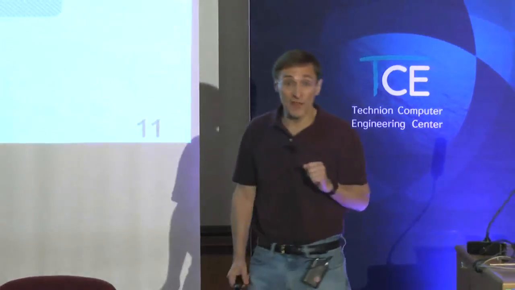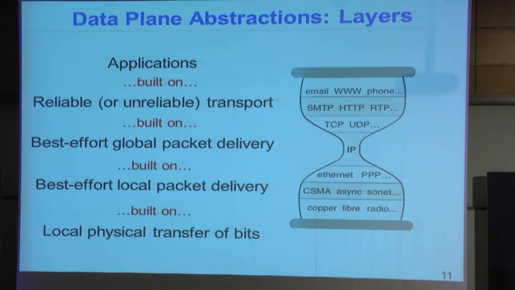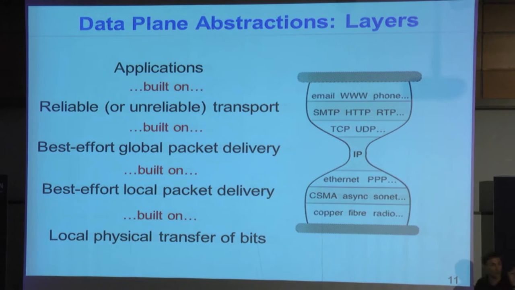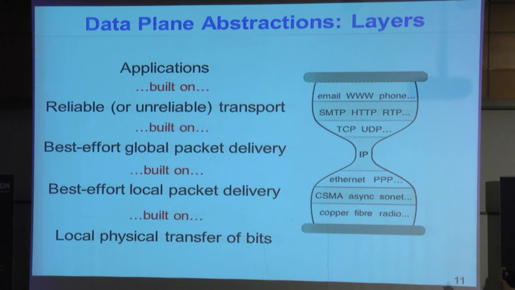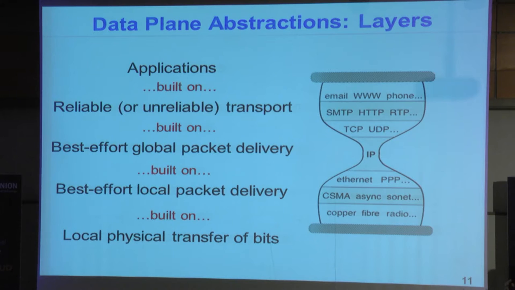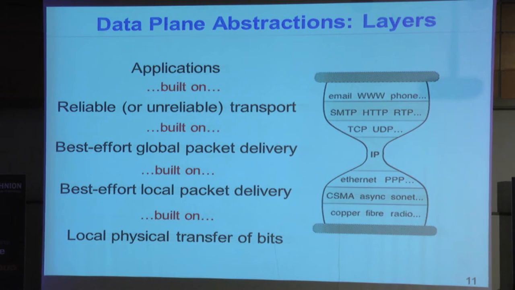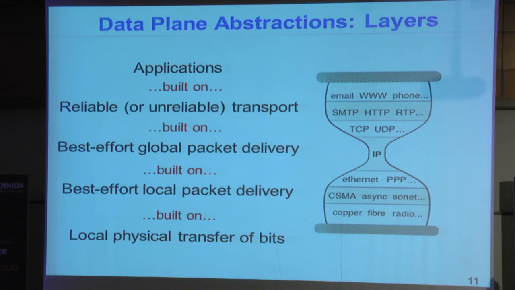So what abstractions do we have for the data plane? This picture ought to be familiar. It's the layers. Those are the abstractions. Now, people say, oh yeah, layering. This is why the internet succeeded, because they absolutely nailed the data plane abstractions. You build applications on reliable transport, an end-to-end reliable transport. You build reliable transport on best effort global packet delivery. You build global best effort packet delivery on local best effort packet delivery. And then you build that on top of physical delivery of bits. Each is a separate problem you can build on top of the layer below. Absolutely nailed it. So these are the abstractions we have in the data plane. It's incredibly successful. It hasn't really been changed since it was first defined.